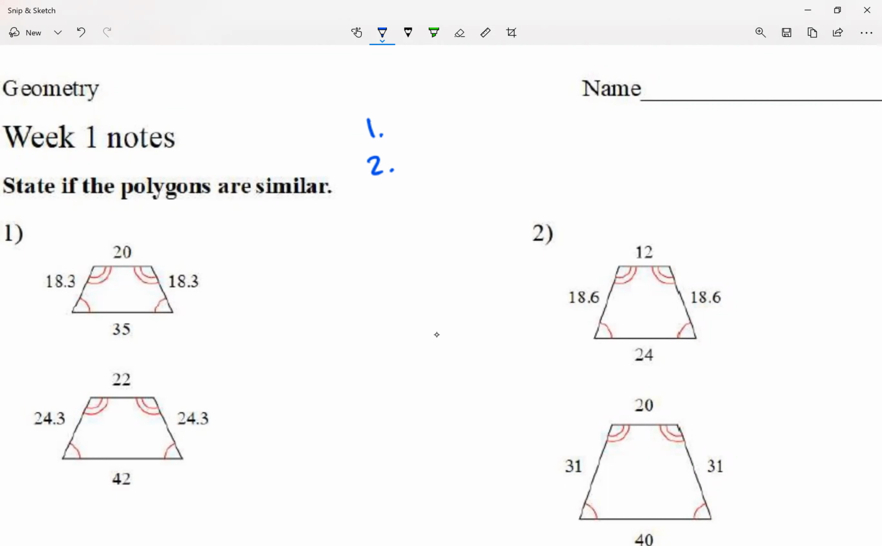First thing we have to do is same angles. So let me write down same angles. The angles on the figures must be the same thing. Another thing that has to happen, I'm going to say sides are proportional. So the angles must be the same, and the sides are proportional. I'm going to talk about proportional in a minute. What does that mean? But for right now, let me just say two things must happen.